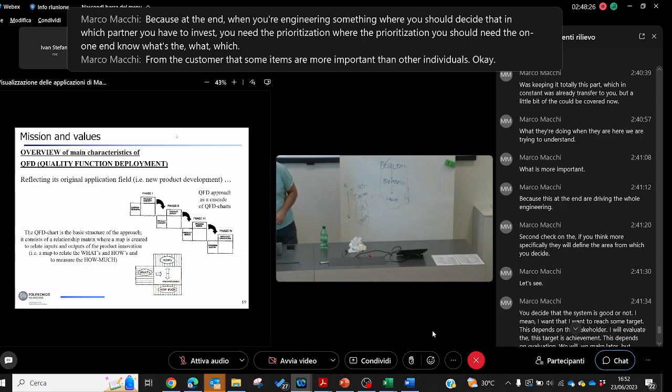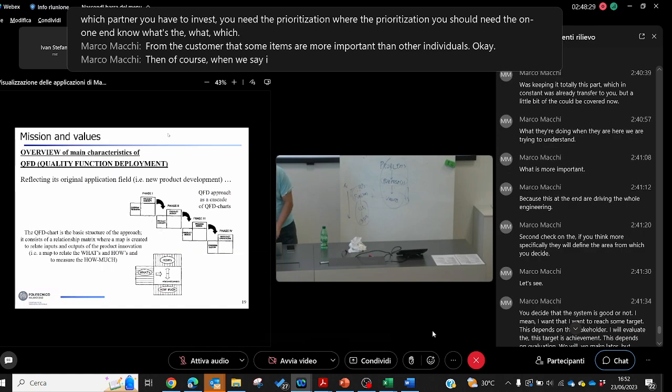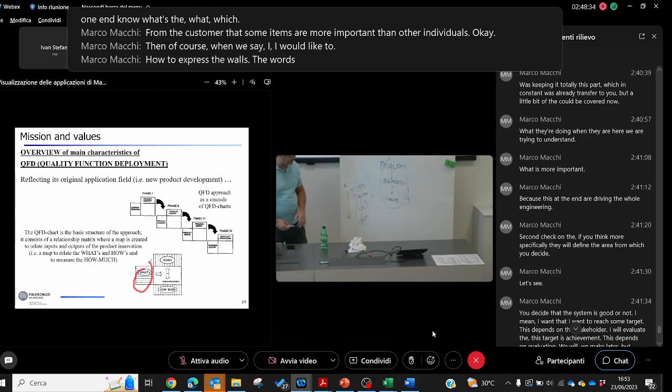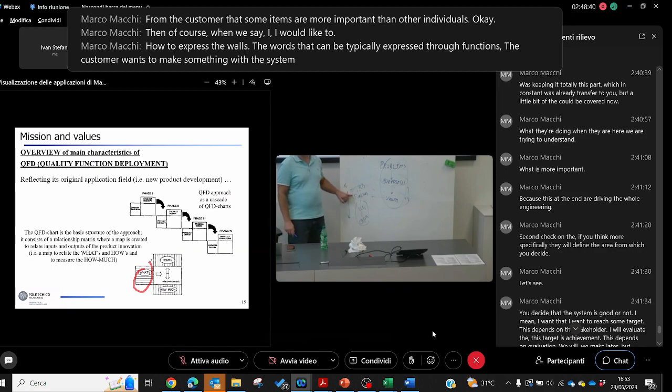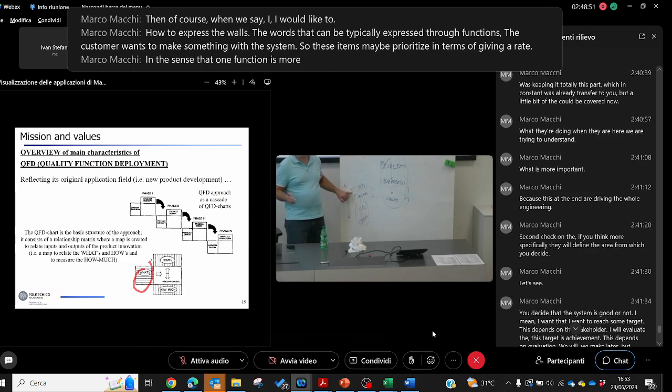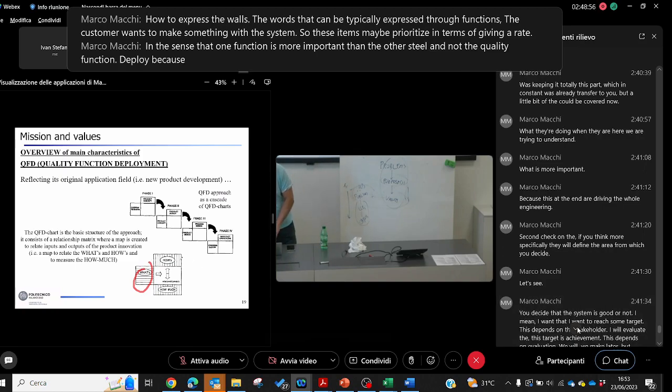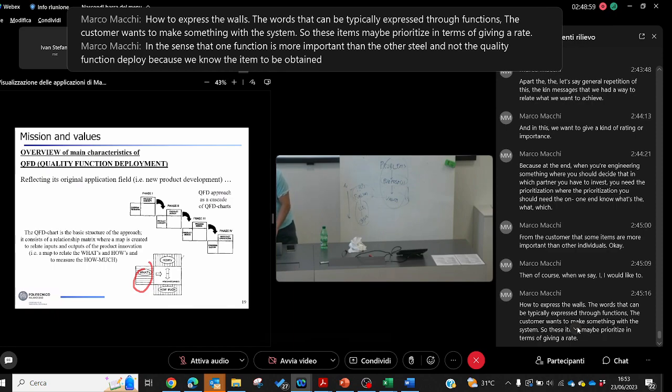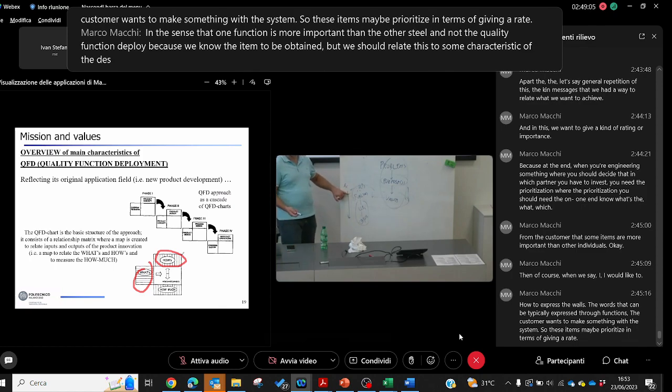Then, of course, one may ask how to express the what's. The what's can typically be expressed through functions. The customer wants to do something with the system. So these items may be prioritized by giving a rating, in the sense that one function is more important than the other. Still, we're not done with the quality function deployment, because we know the items to be obtained, but we should relate this to some characteristic of the design that enables us to obtain them.